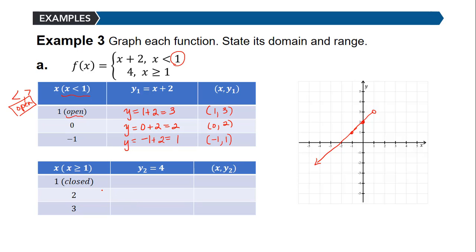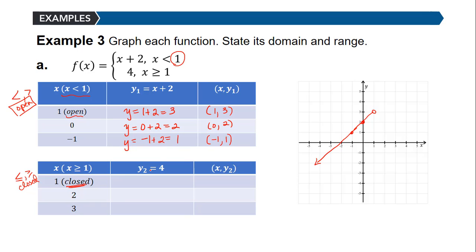Now my second piece says x has to be strictly greater than or equal to 1. So I need to include 1, right, because that is the endpoint. But this time it is included in my domain. So because I have greater than or equal to, I will have a closed point at this particular ordered pair. So if you have a less than or equal to or greater than or equal to, your endpoint will be solid or closed. Then I can choose any other values that are greater than or equal to 1. So I have 2 and 3.